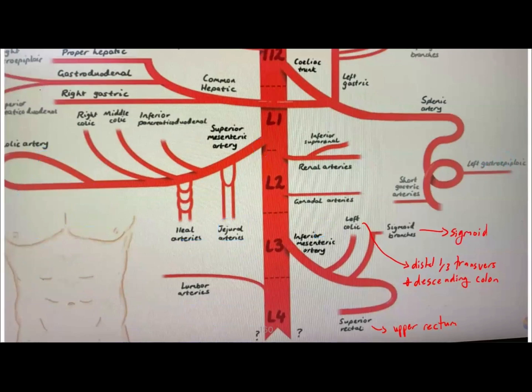Okay. Now, we have the inferior mesenteric artery. The inferior mesenteric artery is going to the left side. Keep that in mind: superior goes to the right, inferior goes to the left. It will give a left colic branch, which will supply the distal 1/3 of the transverse colon and the descending colon. Sigmoid branches will go to the sigmoid, and the superior rectal will supply the upper rectum. That's the inferior mesenteric artery for you.